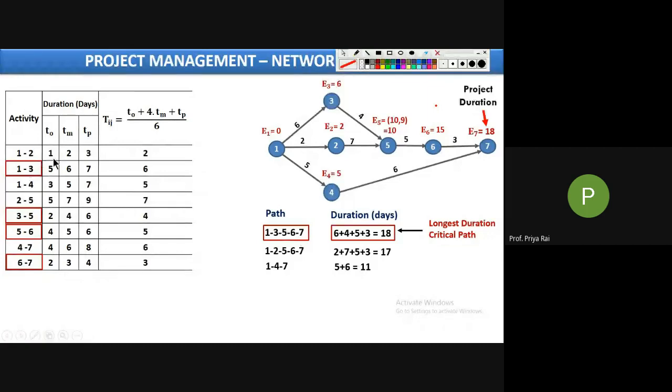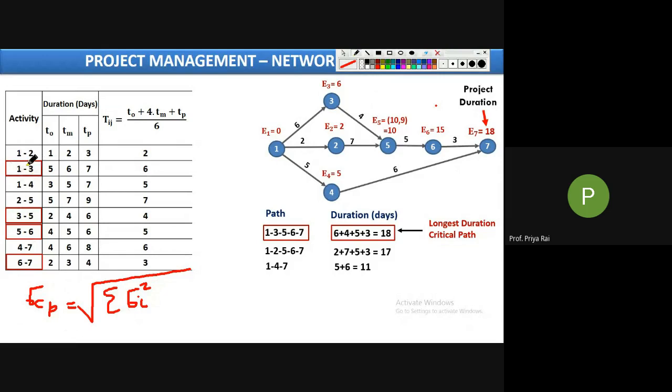Calculate the sigma CP. What was the formula of sigma CP? Sigma CP formula was square root of summation sigma i square, where sigma i is the sigma of critical activities. So no need to calculate sigma for all the activities. We will calculate sigma for only critical activities, and these are the critical activities.